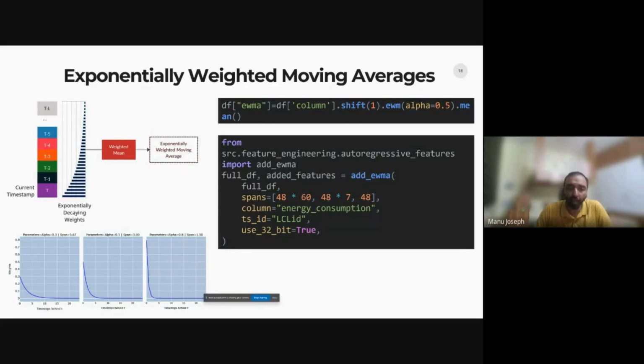So instead of alpha, there is another thing called span, which is equivalent. So span basically lets you think of it in a more intuitive way. Span basically tells it that I want to look at the last 48 window, right? So the weights and the alpha will be adjusted accordingly.